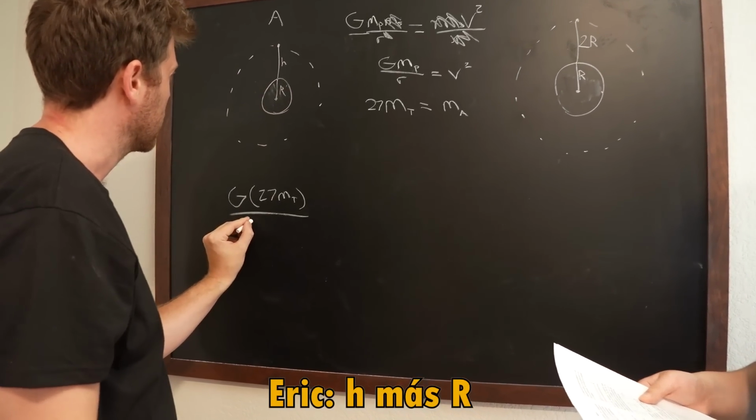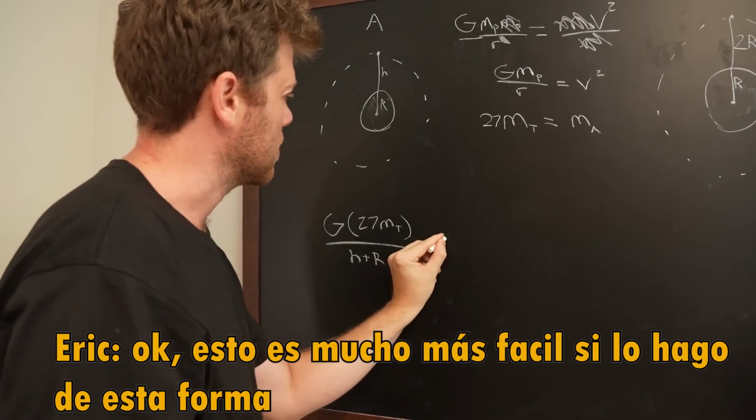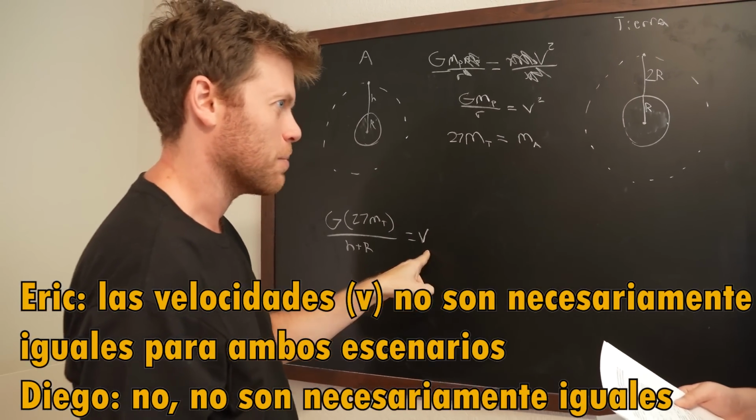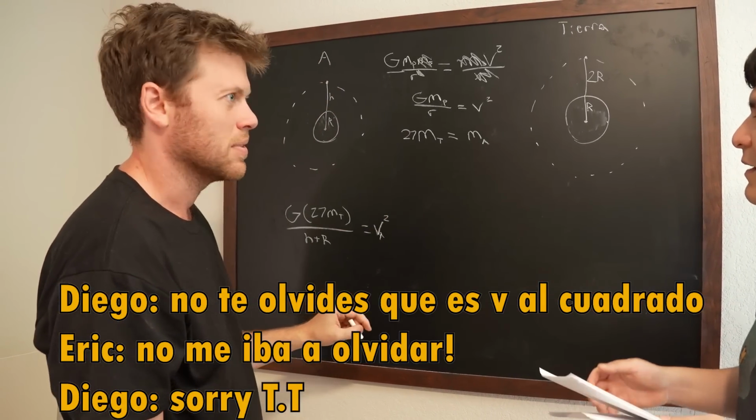RH plus R. Okay, this is way simpler doing it this way. The v's are not the same. The velocities are not necessarily the same. They're not necessarily the same. That's also v squared. I'm getting there.